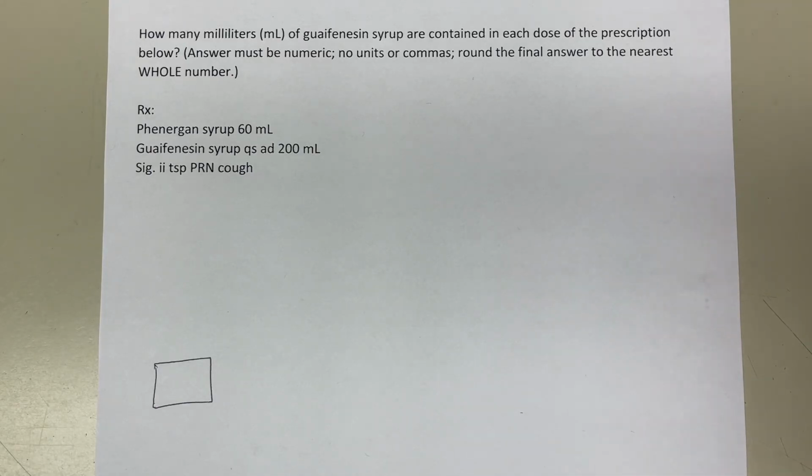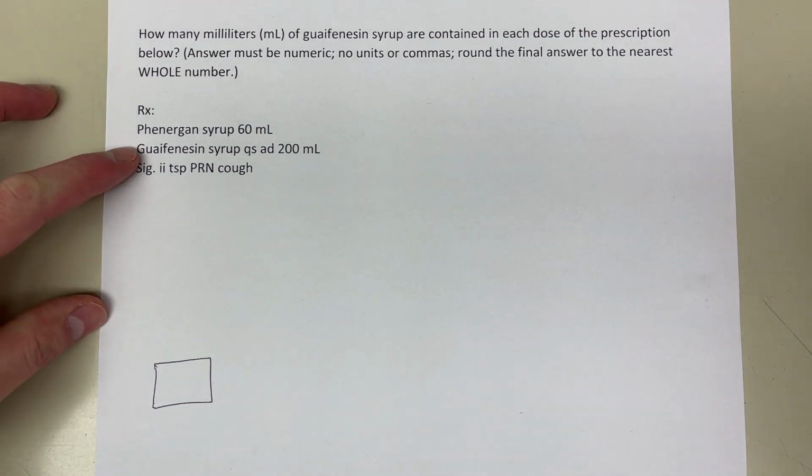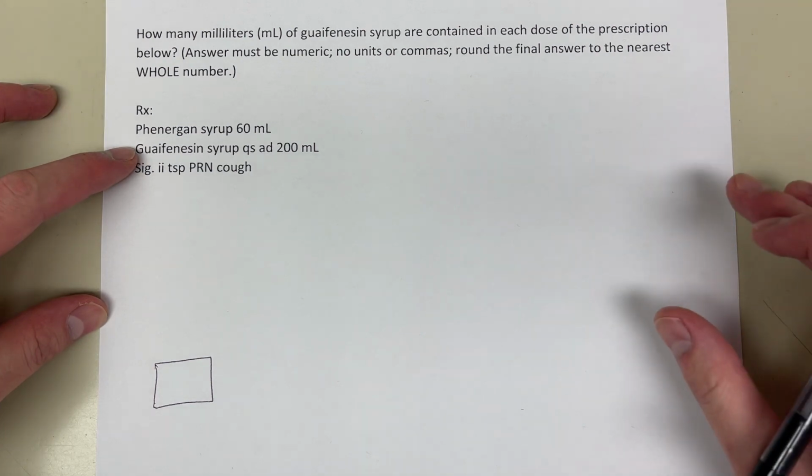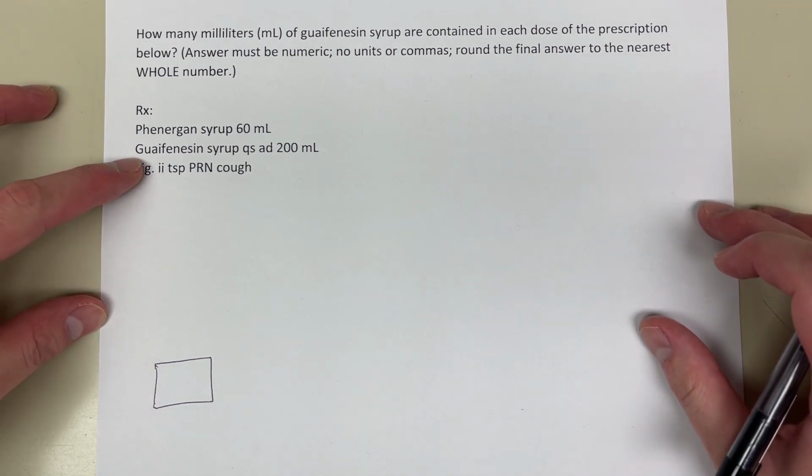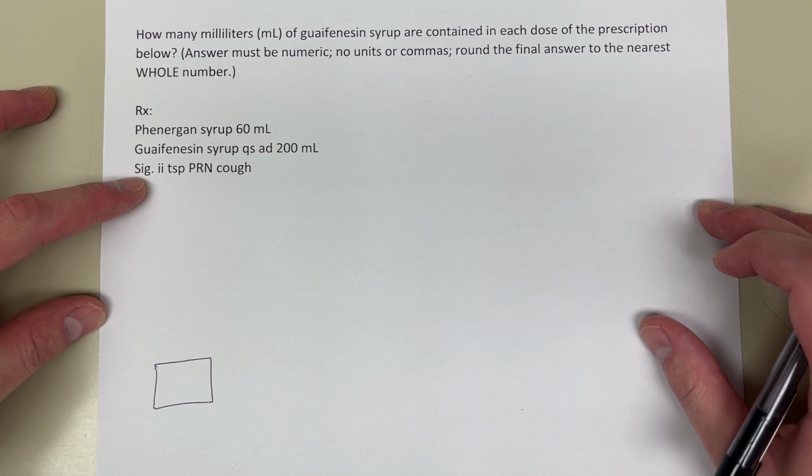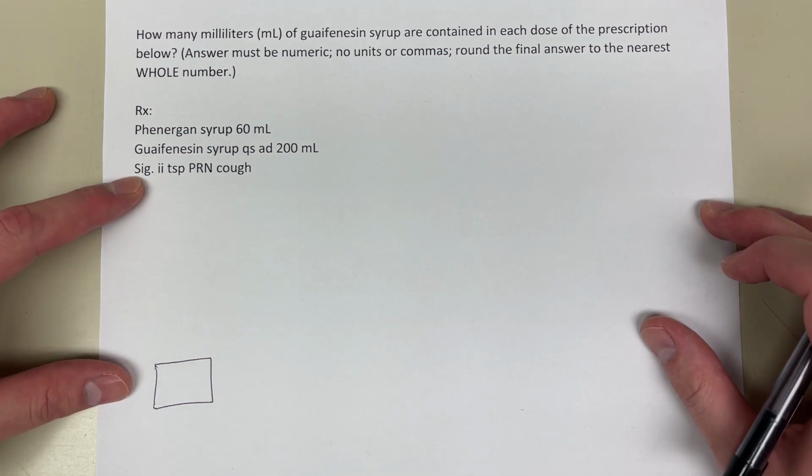How many milliliters of Guaifenesin syrup are contained in each dose of the prescription below? So, Phenergan syrup 60 milliliters, Guaifenesin QSAD 200 milliliters. Directions: 2 teaspoons as needed for cough.